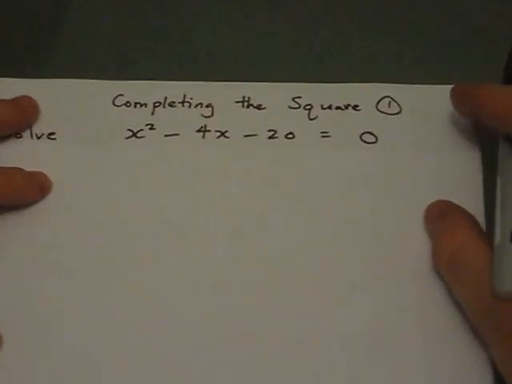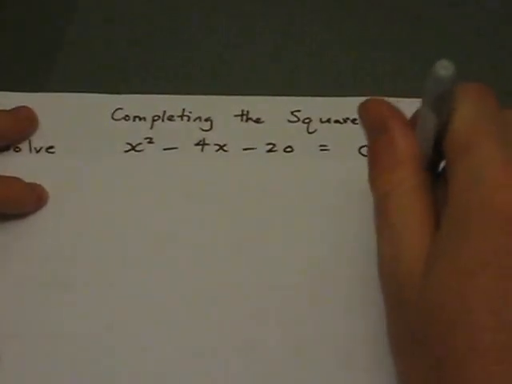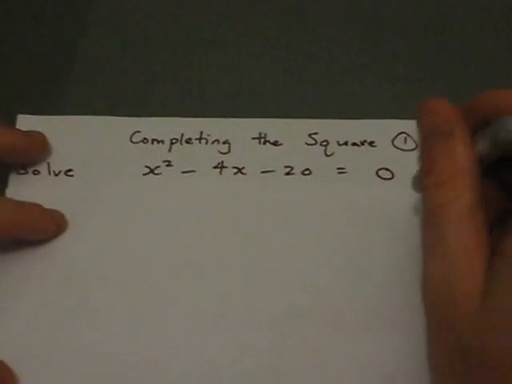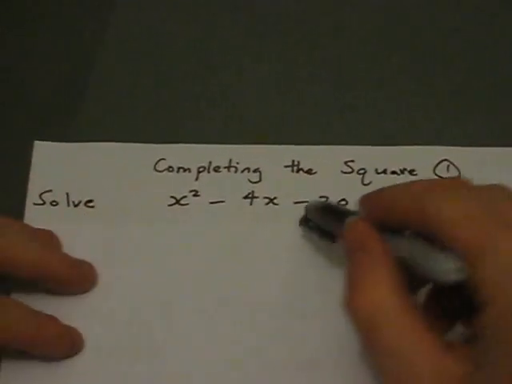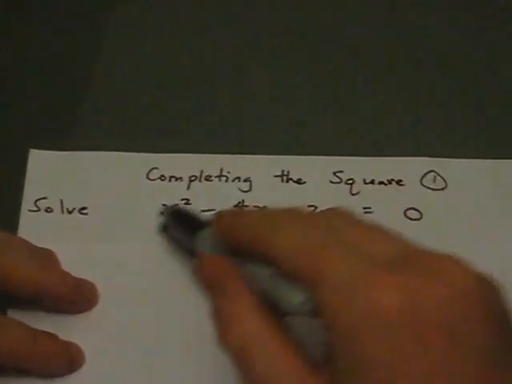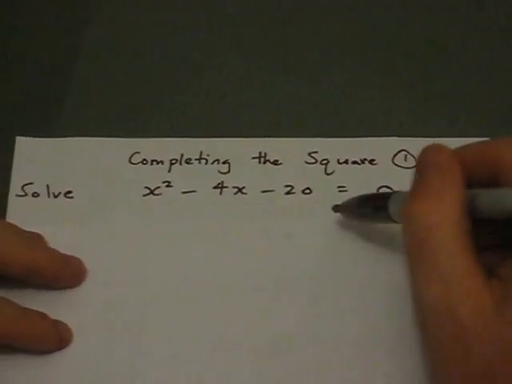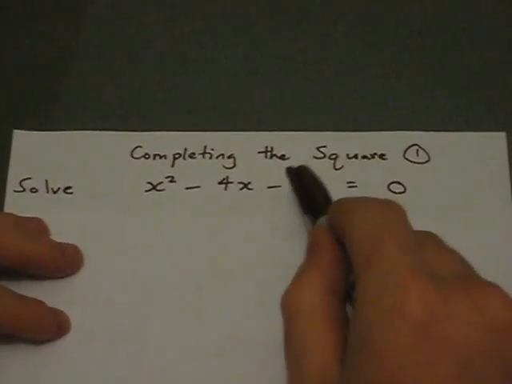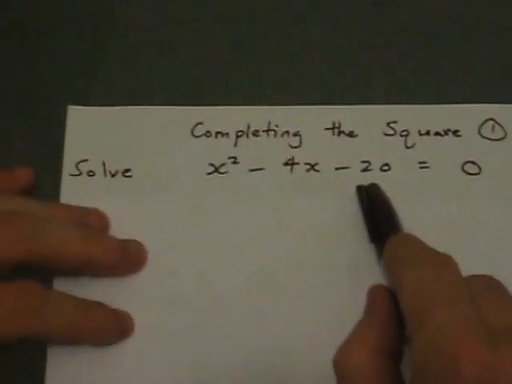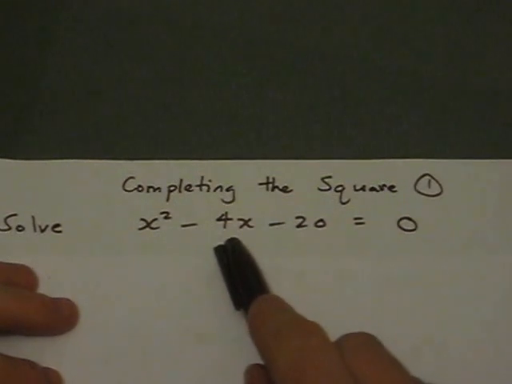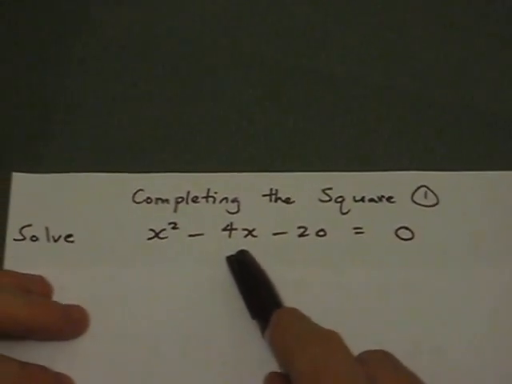So we're looking at completing the square as a method of solving a quadratic equation. Sometimes you have situations where the equation won't factorize, like in this case, where you're looking at the factors of 20. You're trying to figure out which factors multiply to make 20, which also make -4. It's not going to work out.